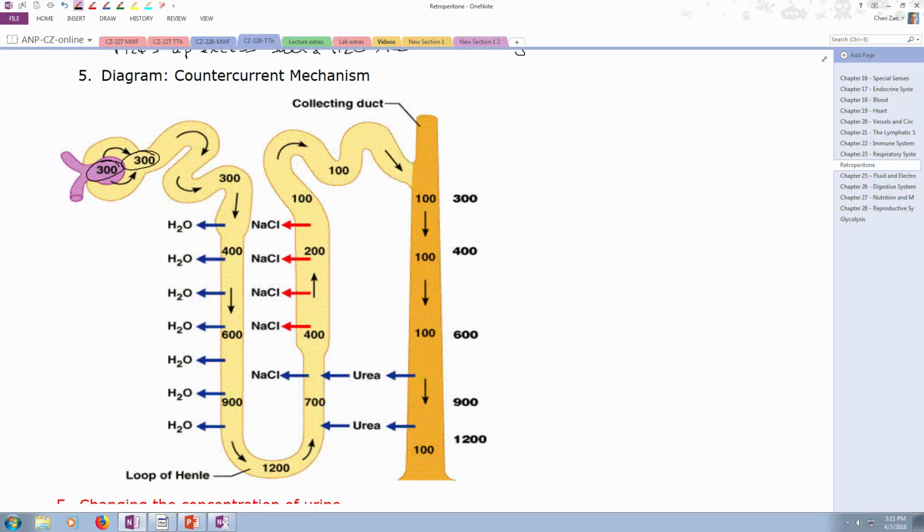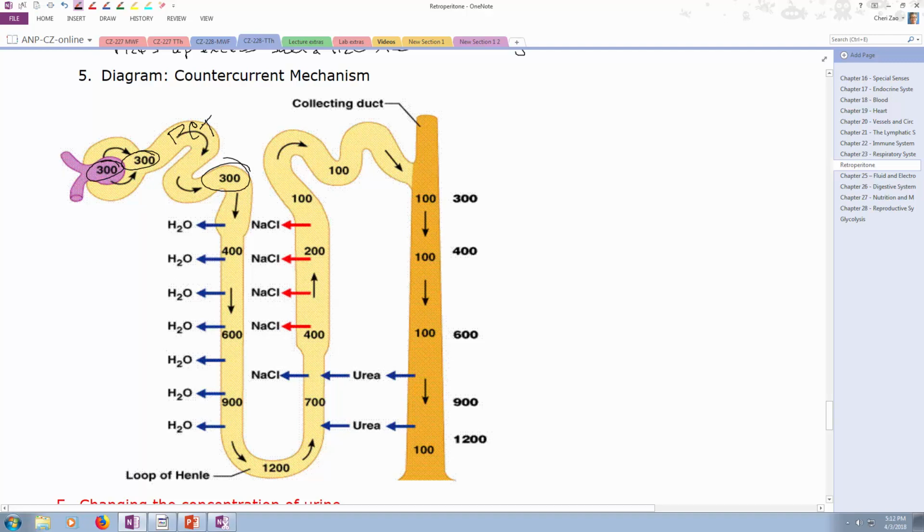Take a look at the PCT, and remember, we are absorbing all these solutes: vitamins, amino acids, minerals, ions, glucose. We're pulling a whole bunch of that out of the filtrate. And when we pull all that out of the filtrate, we are also going to have osmosis occur, and water is going to leave. And if you'll notice, the osmolarity of the filtrate, as it's getting less and less in volume, remains the same. So what we take out, water follows with it.